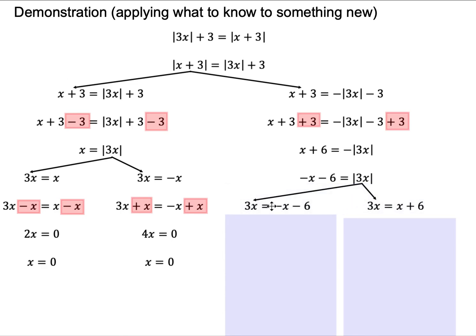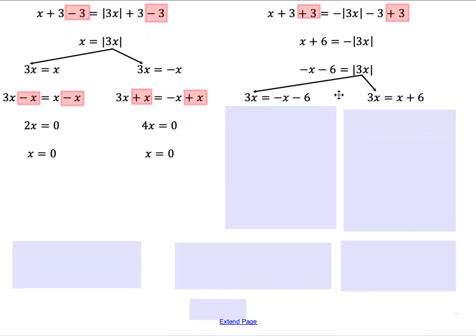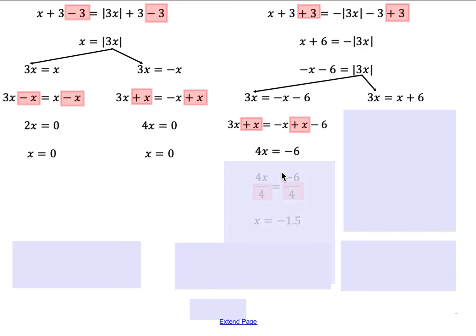Now we can split it. 3x could be exactly what's there, negative x minus 6, or 3x could be the opposite of what's there, positive x plus 6. Okay, scrolling down, let's do this one first. Let's add x to both sides. Okay, that'll give us 4x equals negative 6. Divide both sides by 4, and we'll get x is negative 1.5.